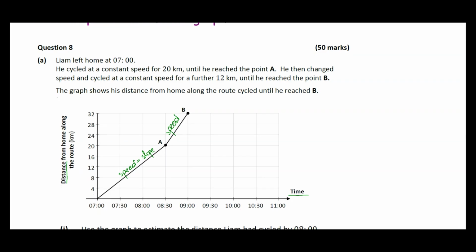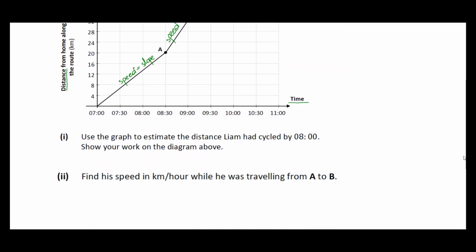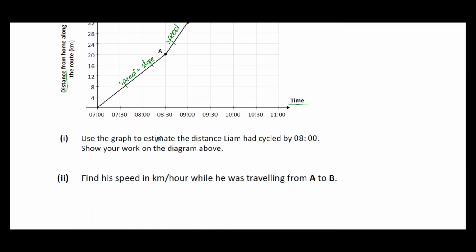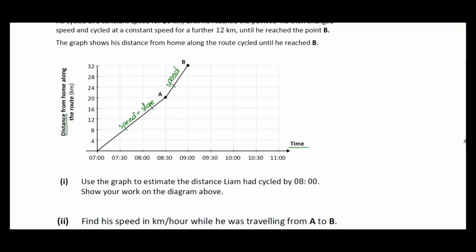Okay, let's have a look. What do we need to do with this information? Use the graph to estimate the distance Liam had cycled at 8 o'clock. Now, before we go into that, I want you to understand something. When we have these two pieces of information, the time and the distance, or any other X and Y, it doesn't matter what they are called.